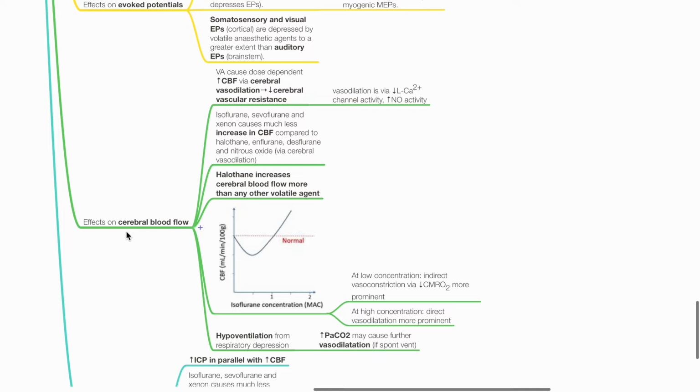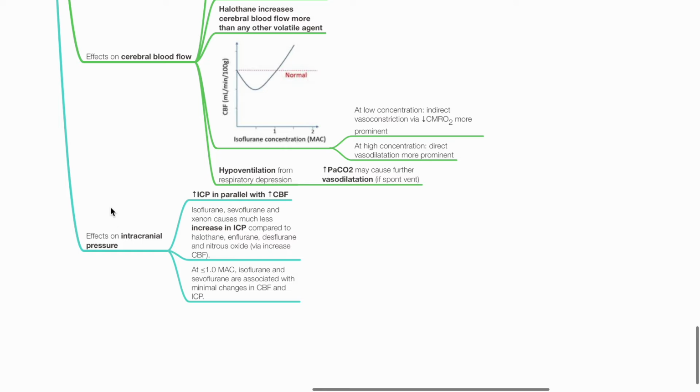There is a dose-dependent effect on CBF. At MAC of less than 1, cerebral vasoconstriction predominates due to reduction in CMRO2. When MAC is more than 1, CBF increases as cerebral vasodilation predominates. Hypoventilation from respiratory depression causes increase in PaCO2, which may cause further vasodilation if the patient is spontaneously ventilating.